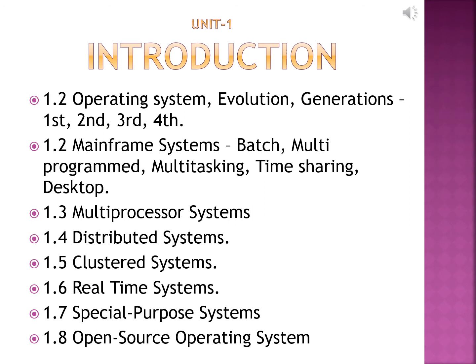Now, in this video, we will learn about what an operating system is, the evolution of operating systems, and all the generations, that is first, second, third, and fourth generation of operating systems. Next, about mainframe systems, that is batch operating system, multi-programmed operating system, multitasking operating system, time sharing operating system, desktop. Next, we will learn about multiprocessor system, distributed system, clustered system, real-time system, special purpose system, and open source operating system.